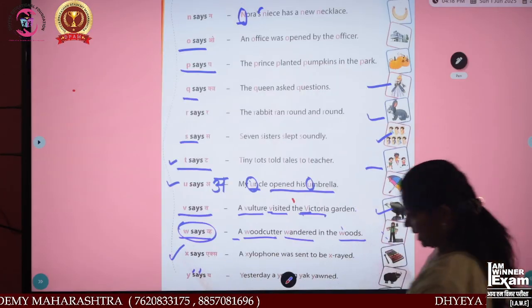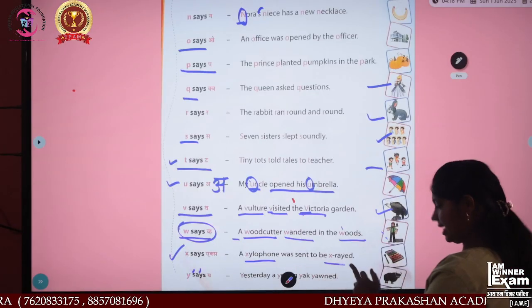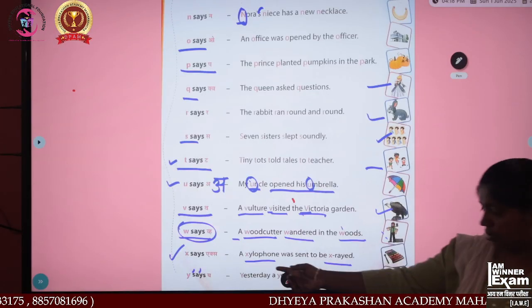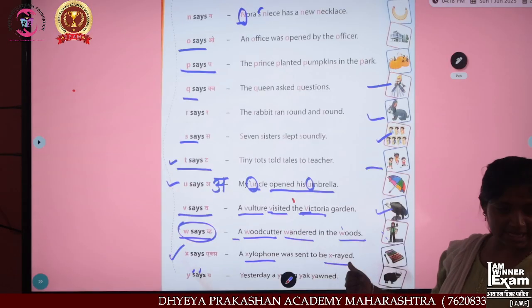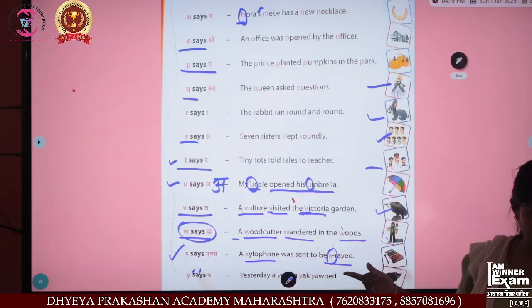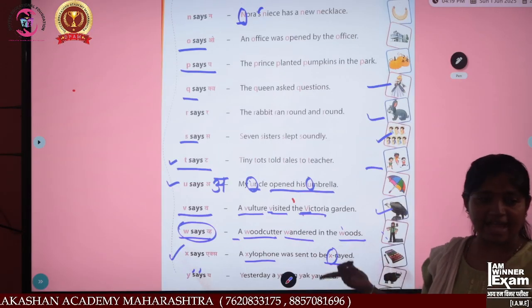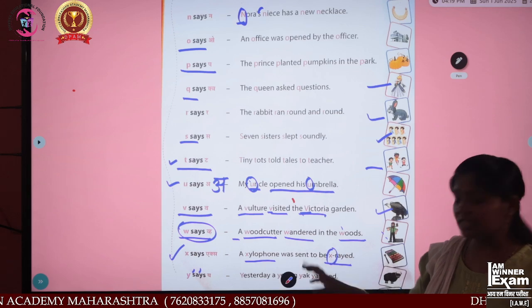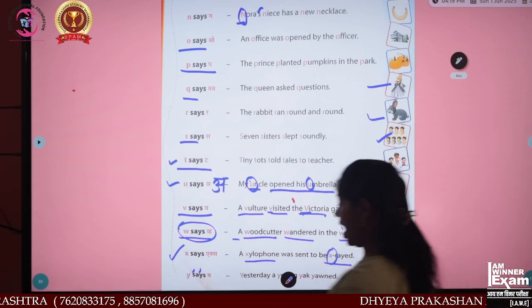So next, X says X. An X-plane was sent to be X-rayed. This sound is X. X says X. Okay. Next, Y says Y.